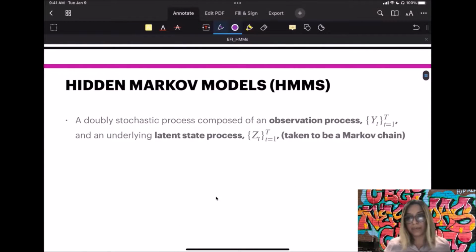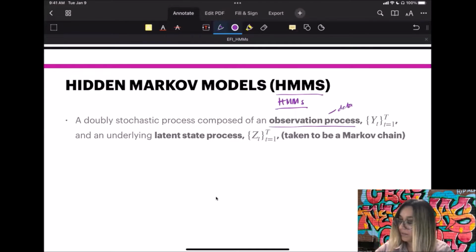Formally, hidden Markov models are often denoted as HMMs. And if you'll be at ISEC this summer, you'll likely see a lot of talks on HMMs. Formally, it's a doubly stochastic process composed of an observation process, which is the data we can collect, and an underlying latent state process, which we try to infer. Mathematically, we take it to be a Markov chain.